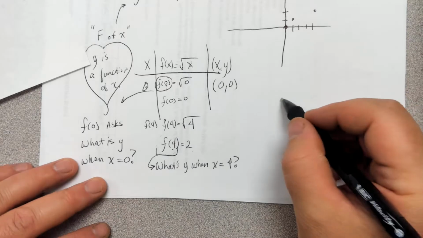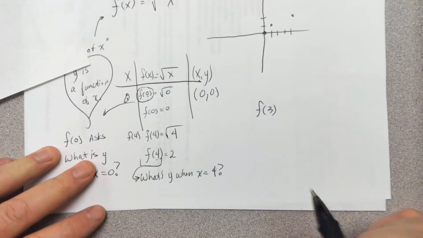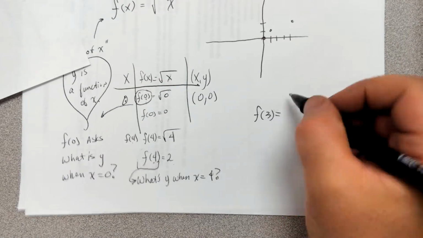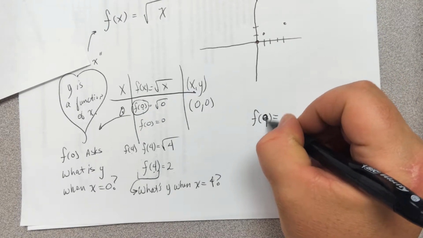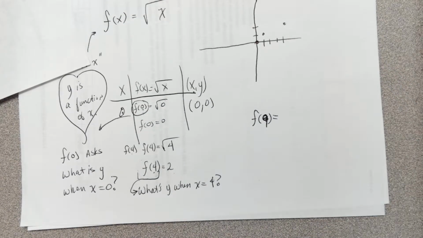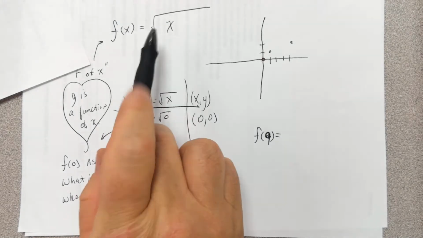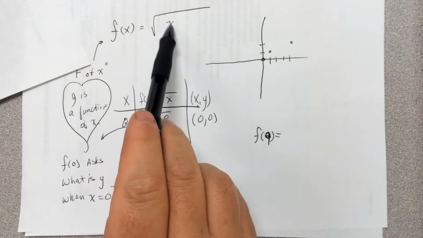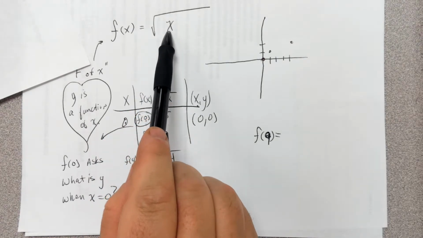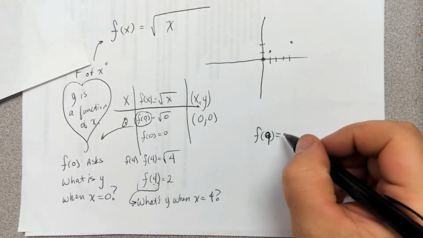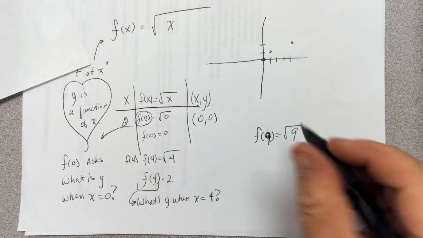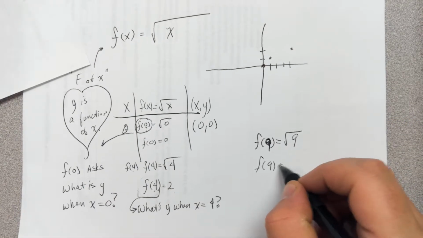Okay, one more. I want you to figure out this one. What's that equal? Oh, I gave you the answer. F of 9. Do you know what to do, Ernesto? You see our function right here? Put the 9 right there, and then do the math. You just solve for the square root of 9, which is 3.